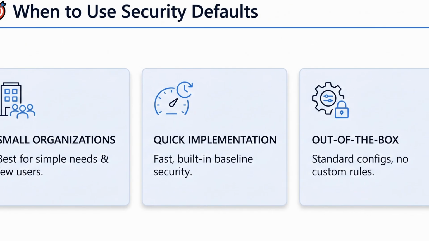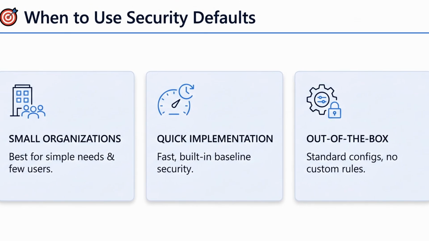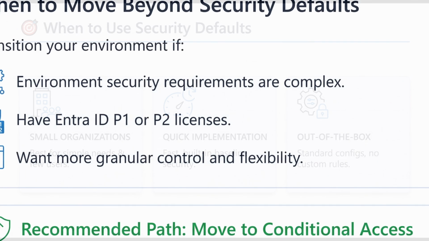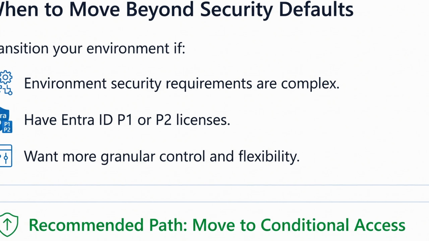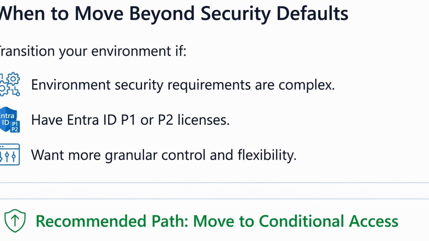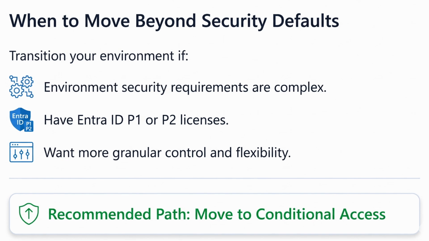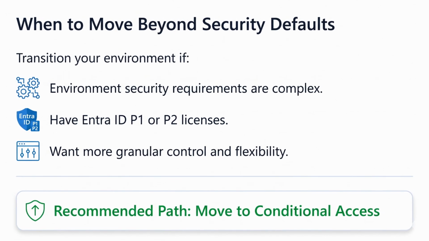So when to use it? Security defaults are best for small organizations or tenants that want a quick built-in baseline without customization. If your environment has more complex security needs, especially if you have Entra ID P1 or P2 license and want more control, Microsoft recommends moving to conditional access policy instead.